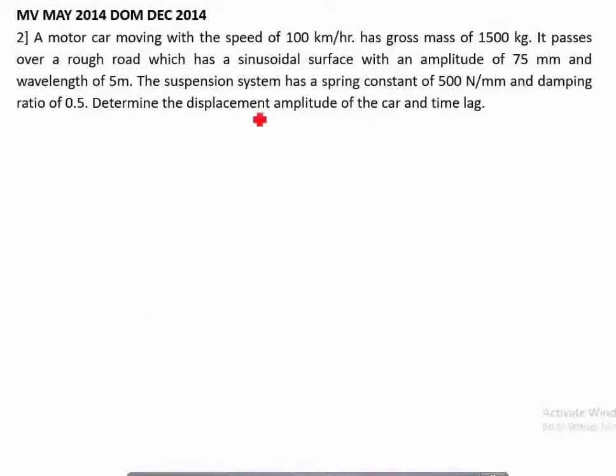What is the other problem? It has also appeared in May 2014 to December 2014. The problem is: a motor car moving with a speed of 100 km per hour, so v is equal to 100 km per hour, has a gross mass of 1500 kg. So they have given m as 1500 kg.